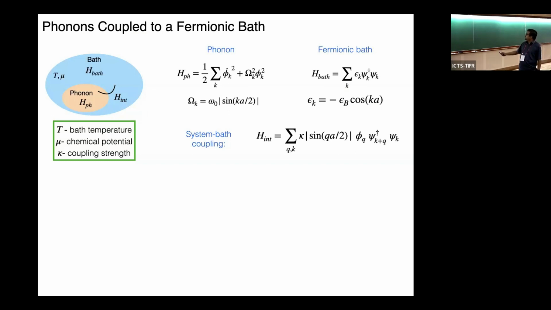The fermionic bath is again very simple. It's a 1D bath, which is fermions hopping on a 1D lattice, which gives you a dispersion of epsilon_k = -cosine(ka). Okay, and then we turn on a system-bath coupling where there is a psi-dagger_k psi_k coupled to the phonon field. This is, of course, the standard form factor of the deformation potential, so that as q goes to 0, the coupling actually goes to 0, and kappa is the strength of the electron-phonon coupling. Okay, so that's the setting.